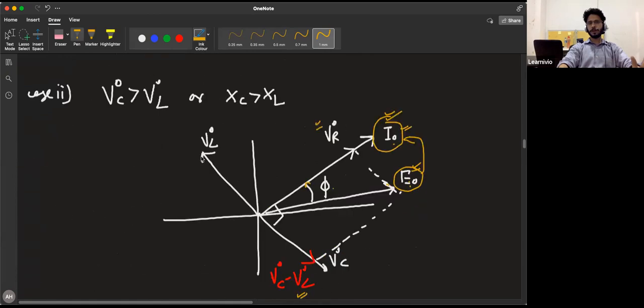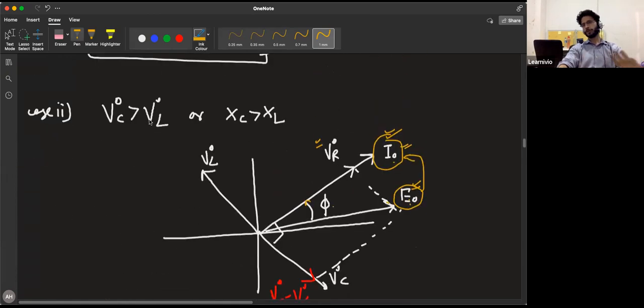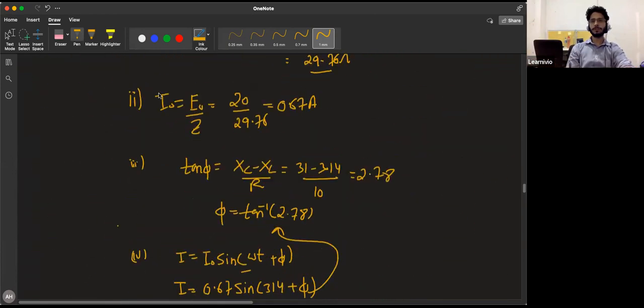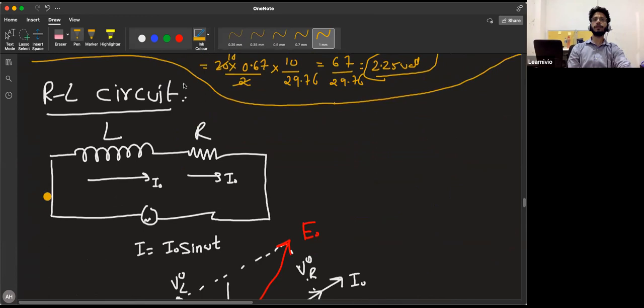Similarly, we did the expression when V naught C was greater than V naught L. The only difference was that instead of V naught L minus V naught C, in all places we were writing V naught C minus V naught L. So we finished this LCR circuit. After the LCR circuit, the next circuit is the RL circuit. We can make the RL circuit using the LCR circuit. The only difference is we will remove all terms which have C.